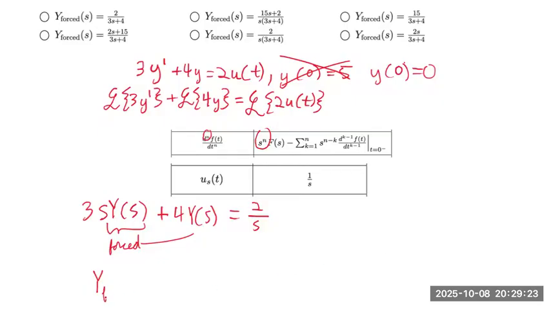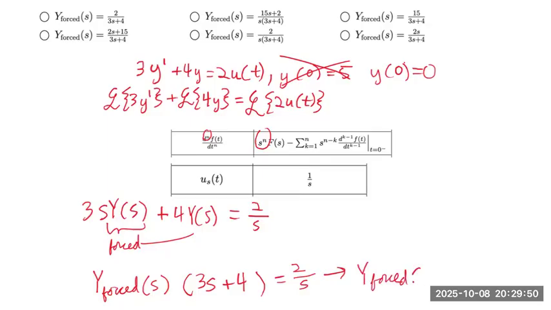So Y_forced(s) times (3s + 4) is equal to 2 over s. So Y_forced(s) is equal to 2 over s times (3s + 4), which matches this choice over here. So this is the correct answer.